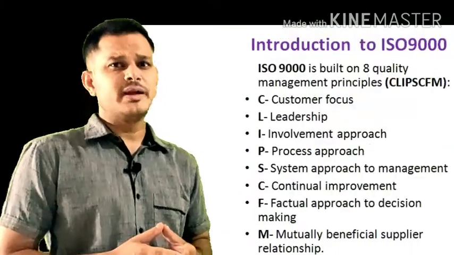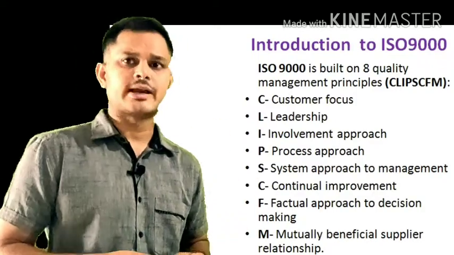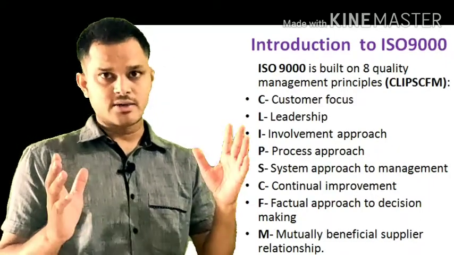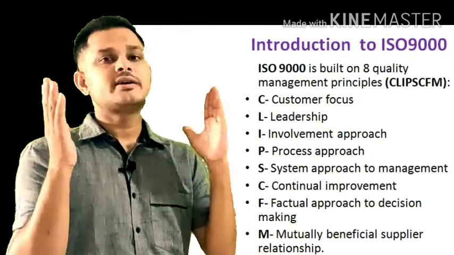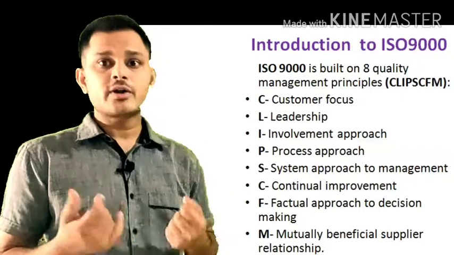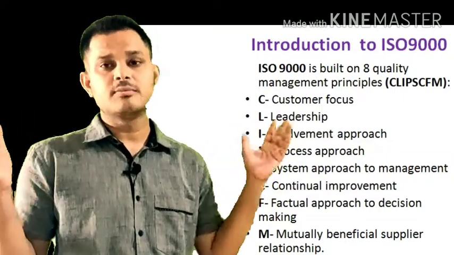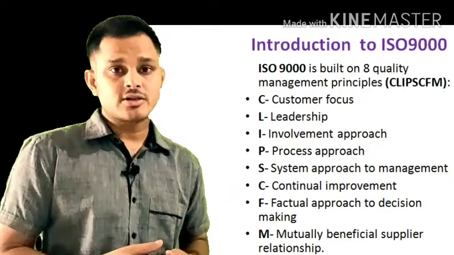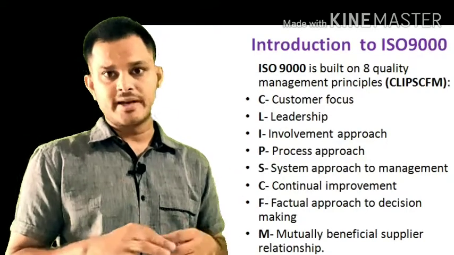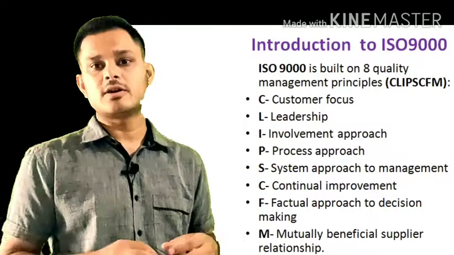ISO 9000 is built on 8 quality management principles that we in short call CLIPS FM, where C indicates customer focus. ISO 9000 has the principle that the focus is on the customer. L for leadership. I for involvement approach, that means the team working in an organization must involve each other. P for process approach, that means the best process should be adopted.